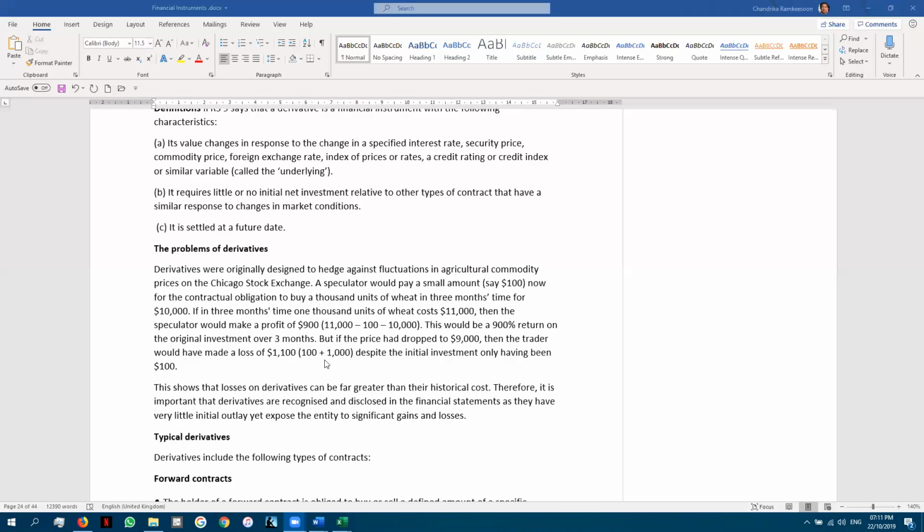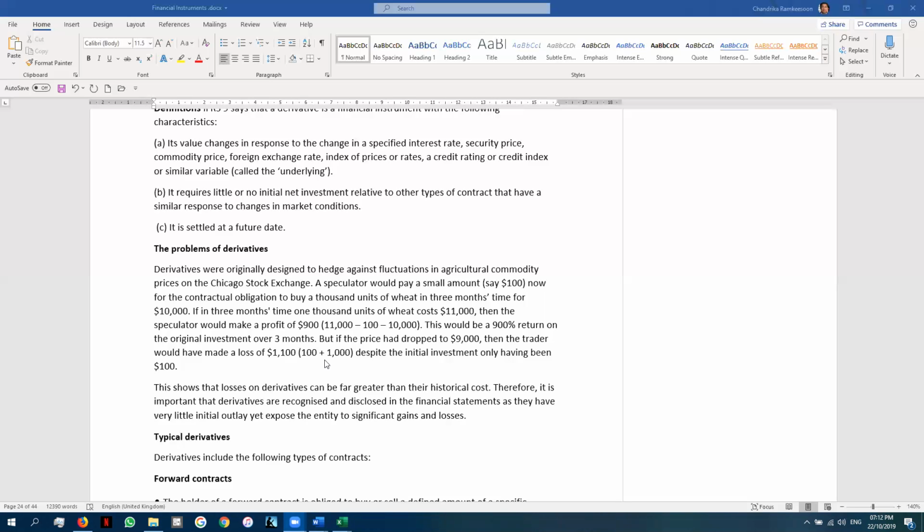This shows that losses on derivatives can be far greater than the historic cost. Therefore, it is important that derivatives are recognized and disclosed in the financial statements, as they have very little initial outlay, yet expose the entity to significant gains and losses. And this indeed is the main reason why disclosure is necessary, because the investment necessary to invest in the derivative instrument itself is very small, and it can be easily hidden.